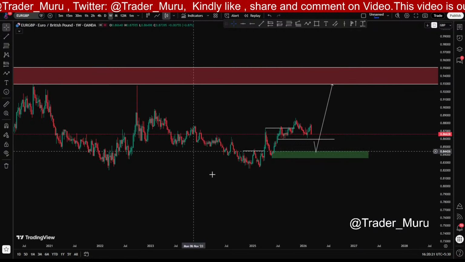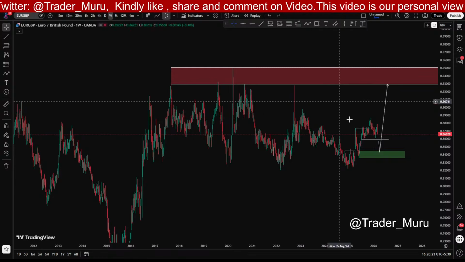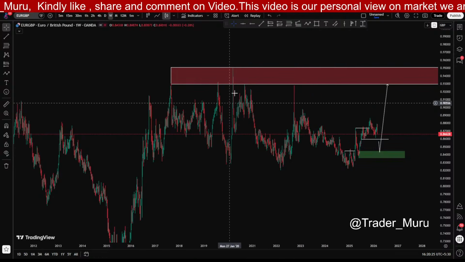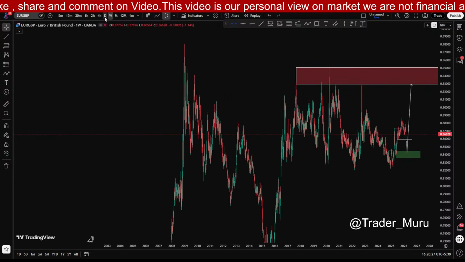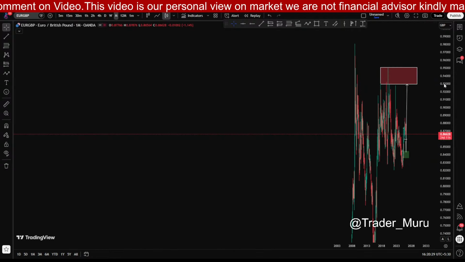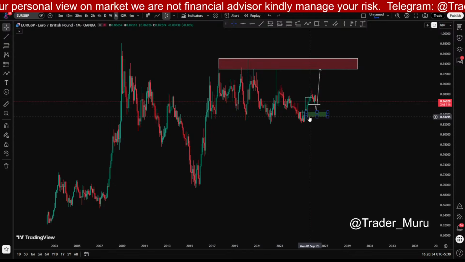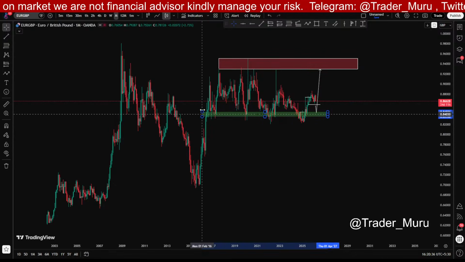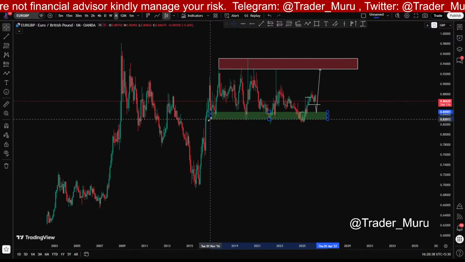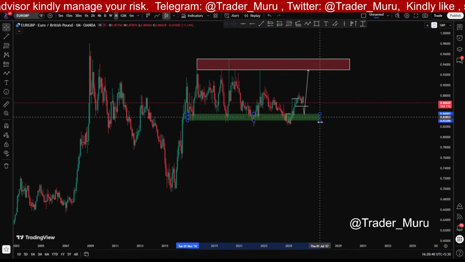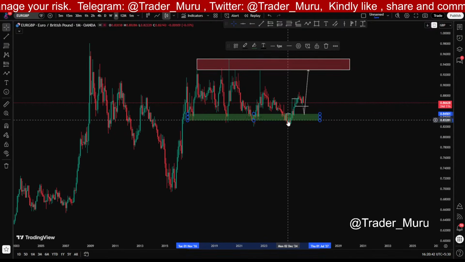Just remember this, if you want to play support and resistance like price action, watch pairs which are consolidating. Consolidating pairs will give you support and resistance setups like this, and it will hold too.